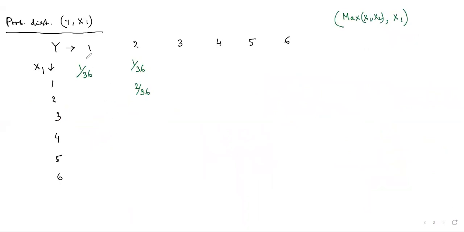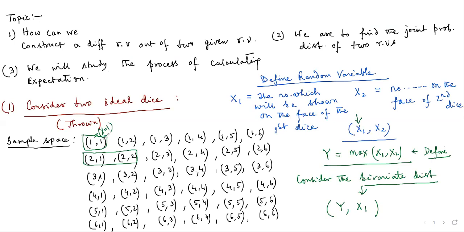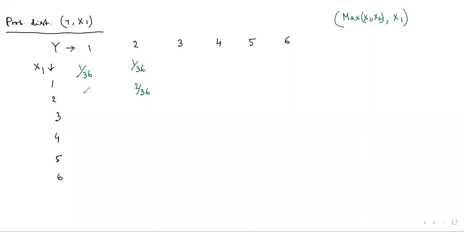But you see, what will be the values in this particular column? Now, maximum is 1, but the first argument, that is the value of random variable x1, is 2, 3, 4, 5, 6. This is not possible. When the maximum is 1, the first argument cannot be 2, 3, 4, 5, 6. Otherwise, the maximum couldn't have been 1. So therefore, it is quite obvious that the probabilities of these parts will be 0.